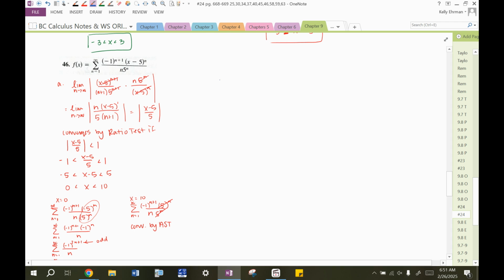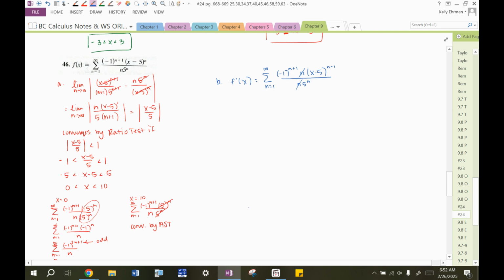So for part B, f prime of x. All right, so f prime. I would have, again, the starting value might need to change a little bit, but I'm not really worried about that for interval of convergence. So this is going to become n times x minus 5 to the n minus 1 over n times 5 to the n. There's no chain rule to worry about here because the derivative of x minus 5 is 1. Okay, and then I can simplify things. So the n's cancel.